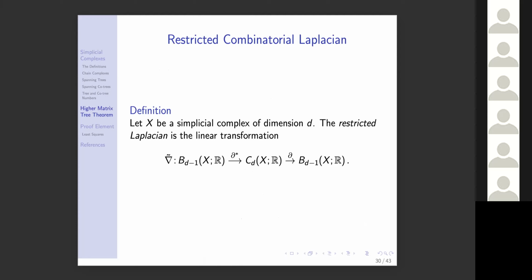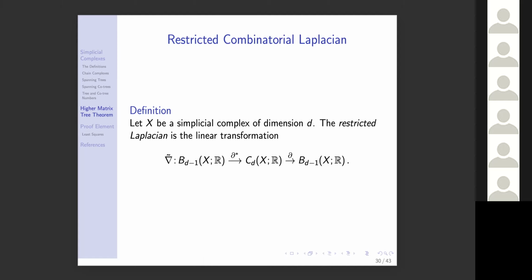Okay, so the restricted Laplacian is a composition of the boundary operator on the right, from the D simplices with real coefficients to the D chains with real coefficients to the D minus 1 boundaries of real coefficients. And then I take the transpose or the formal adjoint, boundary star. That's also called the co-boundary operator by some people, right? So we can take the composition of boundary with boundary star, which is then going to be a self-linear transformation from the D minus 1 boundaries to itself. And that's called the restricted Laplacian.